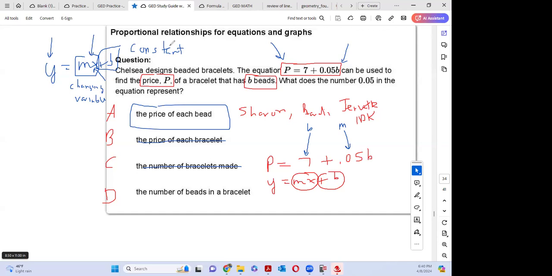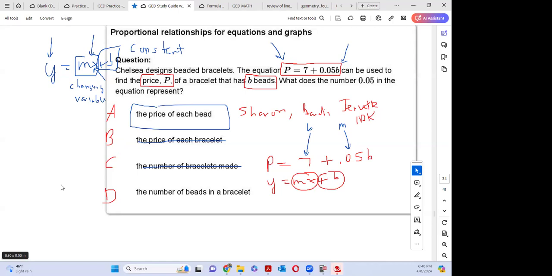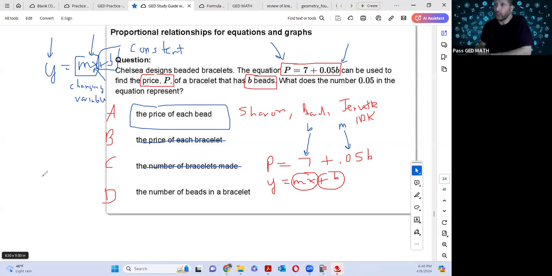That B is the $20 shipping. No matter if I order 5, 10, 15, or 20, that $20 will stay the same. That's the constant. That's my y-intercept. Got me? Okay.